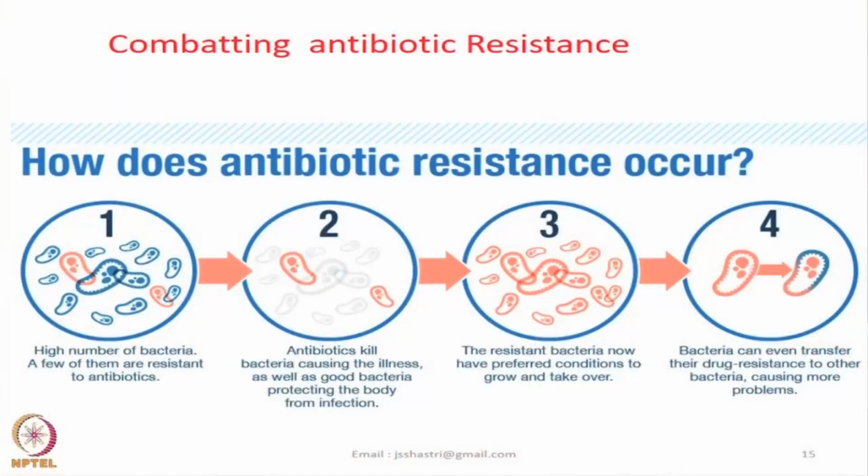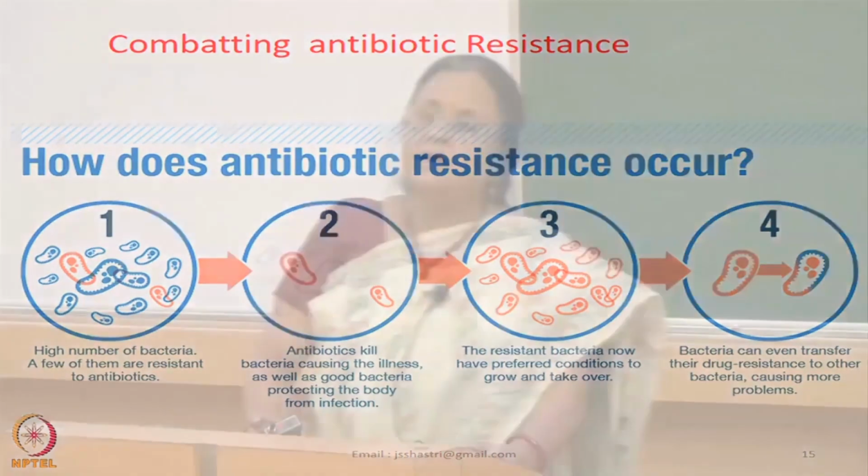And how does antibiotic resistance come up? So there is a mixture of drug sensitive and drug resistant organisms, and from one organism to the other, elements which are responsible for drug resistance are transferred from one bacteria to another.